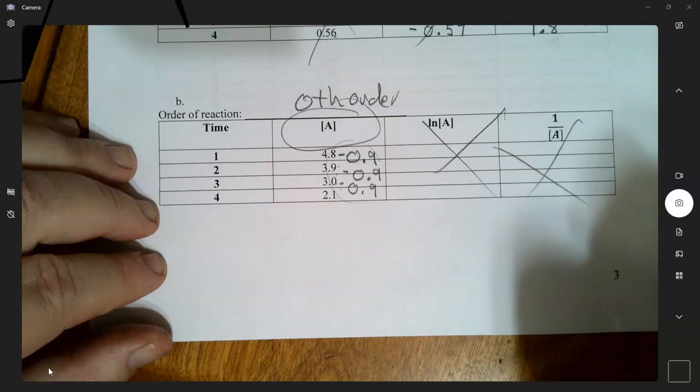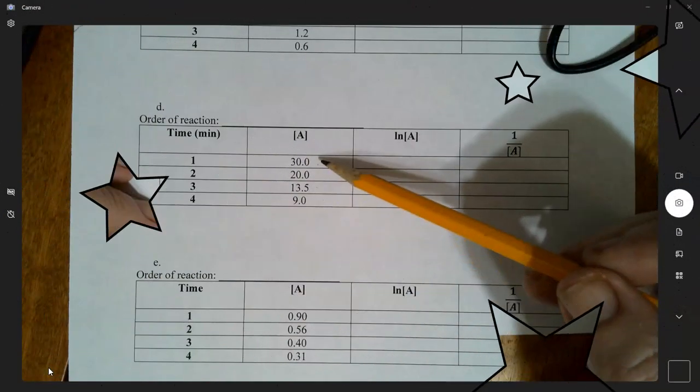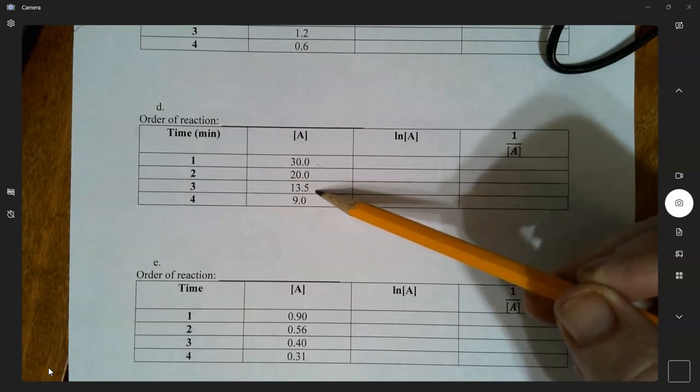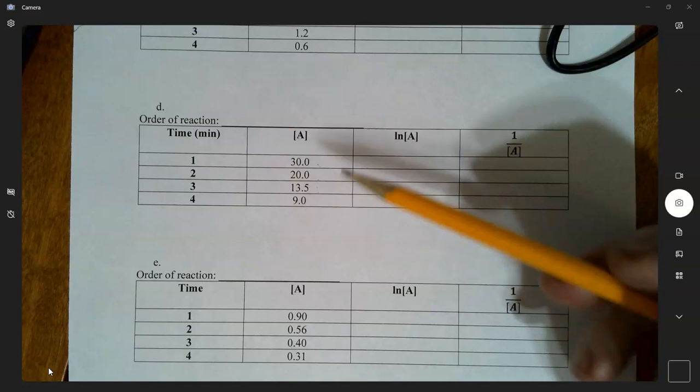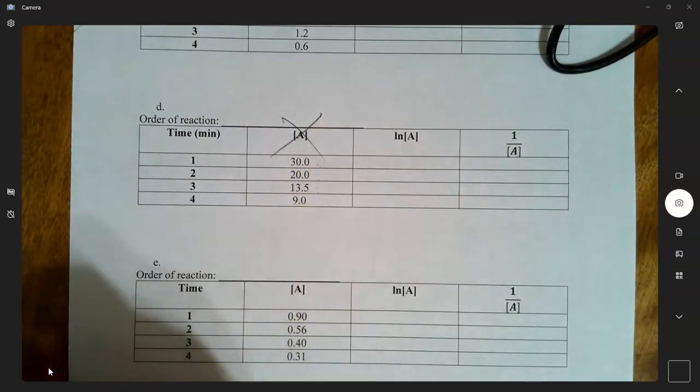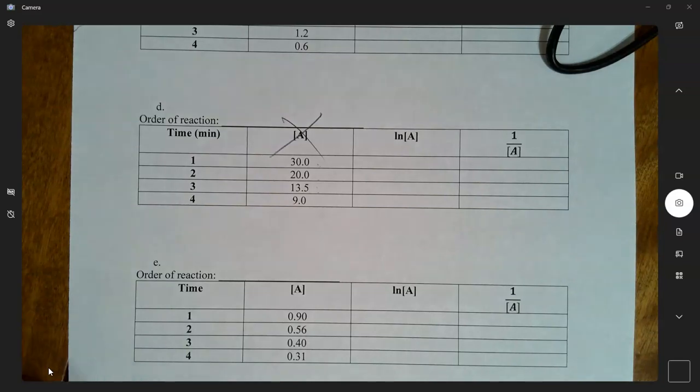So I look at these. I can see these differences aren't the same. 30 to 20 is 10. 20 to 13.5 is 6.5. 10, 6.5, not the same. So it's not going to be this one. So we're going to take the natural logs. I think you kind of get the hang of this, but I want to be sure you get the answer.